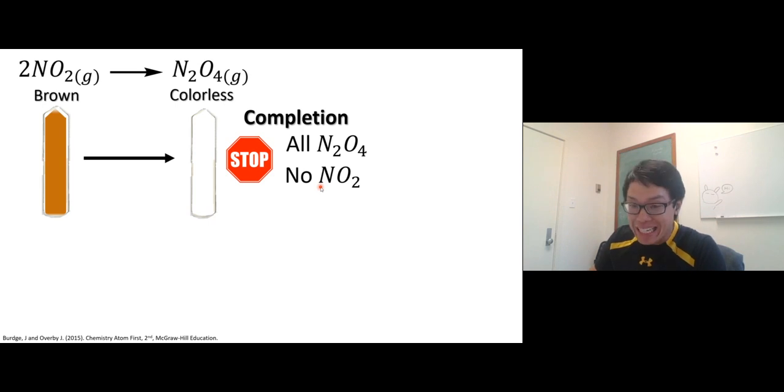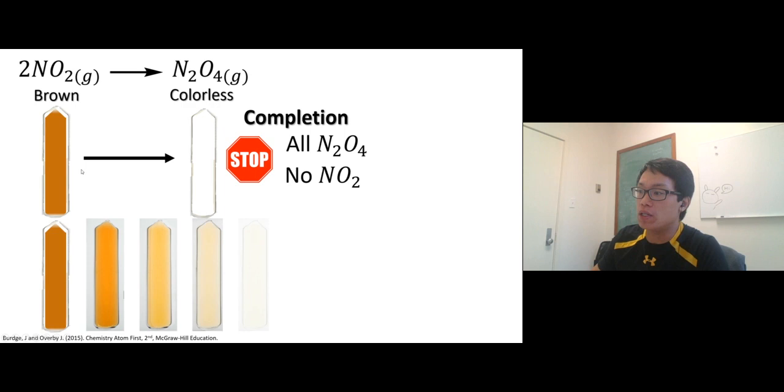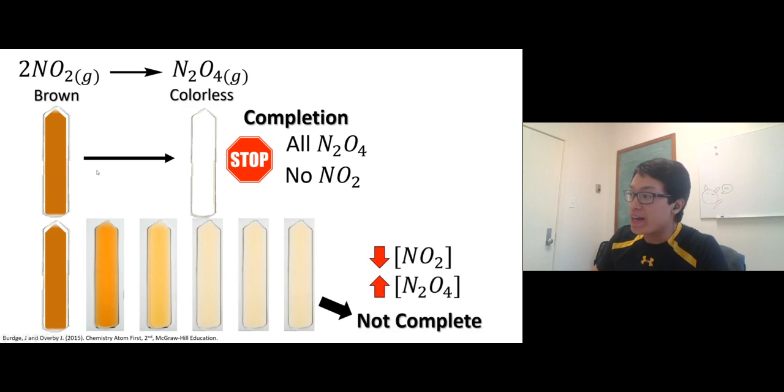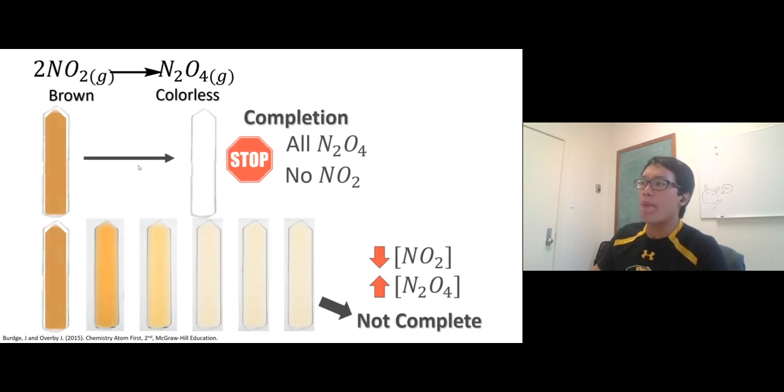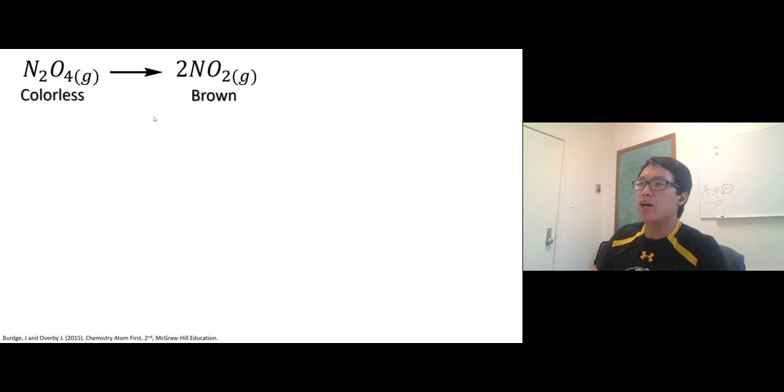But in reality, this is what happened. Start with the brown gas of nitrogen dioxide, and over time this happened. Look at the color. It never goes to colorless. The color never disappears, right? Not completion.